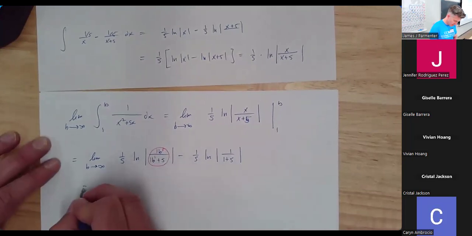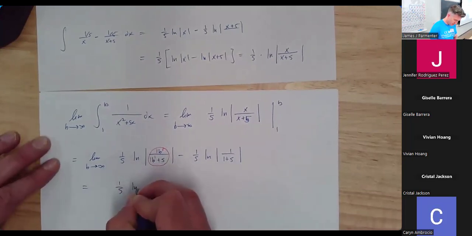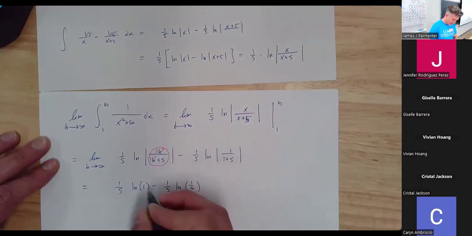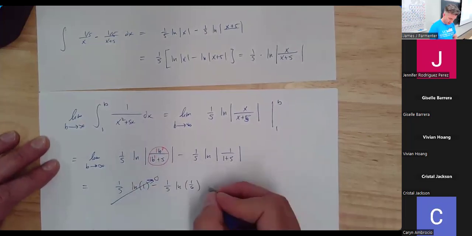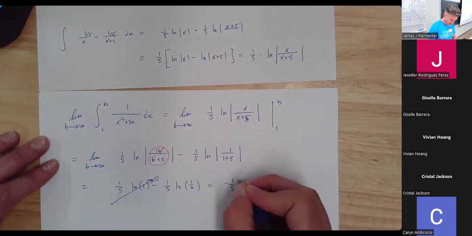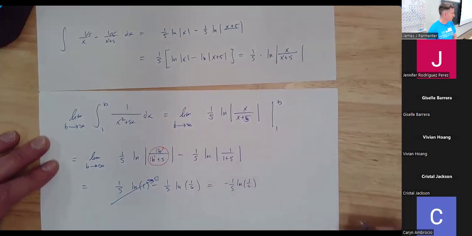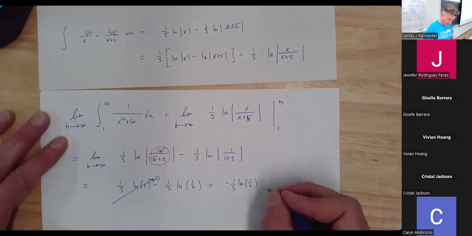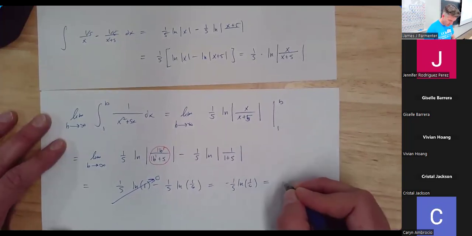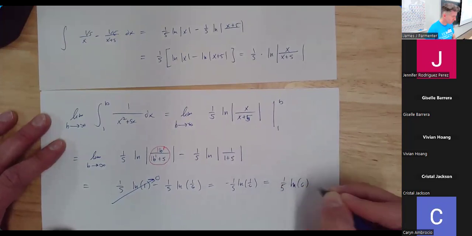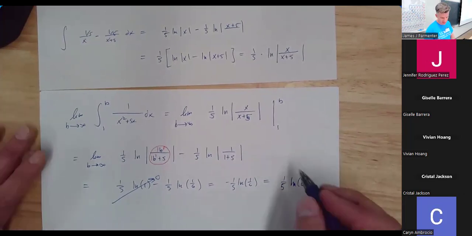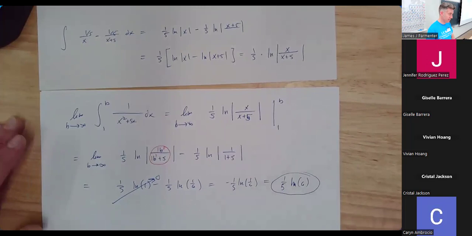And then you get 1 fifth times the natural log of 1 minus 1 fifth times the natural log of 1 sixth. Natural log of 1 is 0. And you get negative 1 fifth natural log of 1 sixth. But you could also point out that this is equal to positive 1 fifth natural log of 6. The natural log of 1 sixth is the natural log of 1 minus natural log of 6. The only reason I write this is because it's more obvious this way that it's a positive answer.